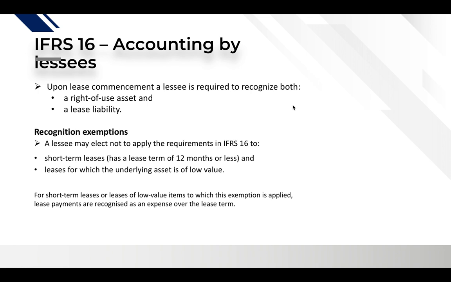But before that, recognition exemptions. A lessee may elect not to apply the requirements in IFRS 16 to short term leases, where the lease term is 12 months or less, and the second one is leases where the underlying asset is of low value. These two we have covered in the earlier sections. In either case, the lessee may elect not to use IFRS 16 and instead expense it off in a straight line method or as and when the payment is made on the P&L account. For short term leases or leases of low value items to which the exemption is applied, lease payments are recognized as an expense over the lease term.